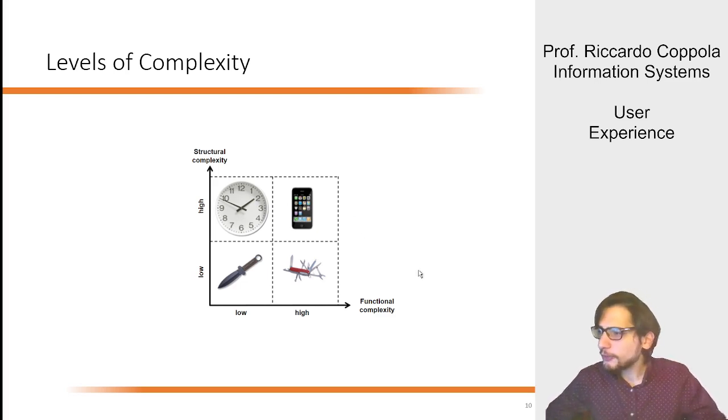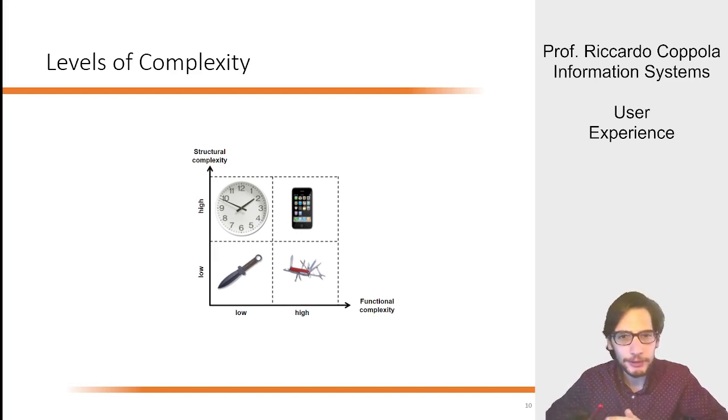On the other hand, if we move to the upper left corner, we can consider the clock. In the case of the clock, we have a very low functional complexity, because the clock just tells you the time. But in terms of structural complexity, you have a lot of different tiny elements that live inside the case of a clock. It is very difficult to build a clock. And last example, maybe a smartphone, which has many features, so high functional complexity, and is very difficult to build, so very high structural complexity.